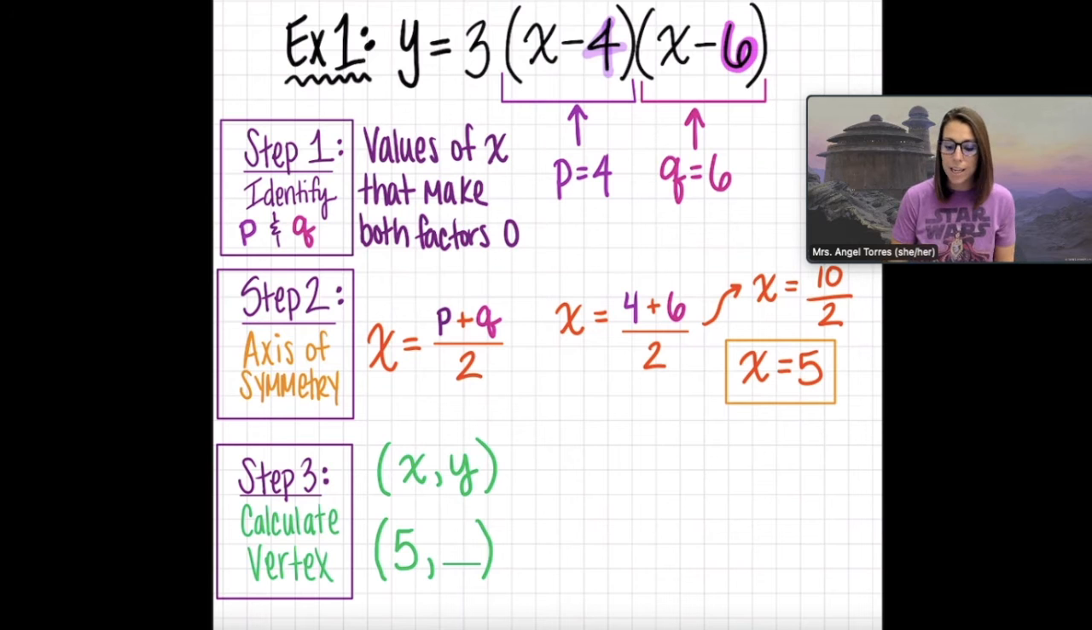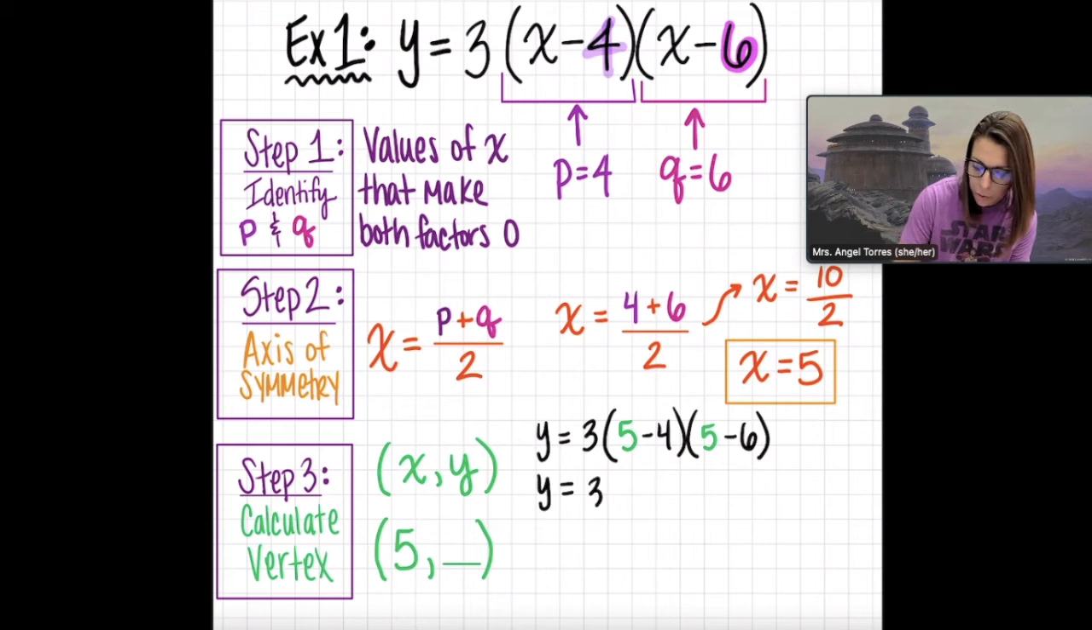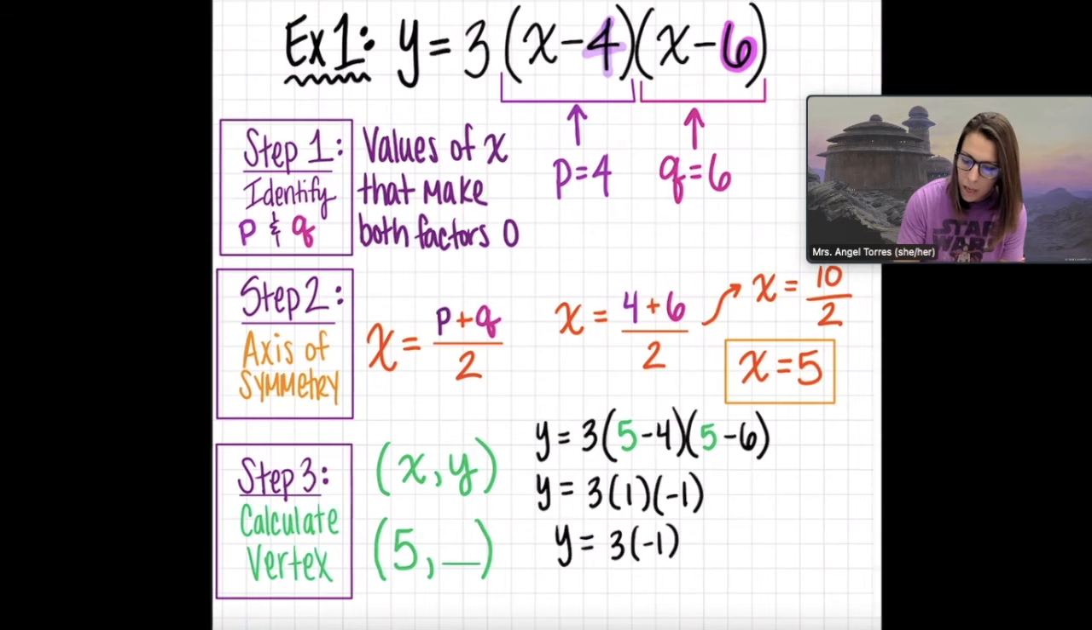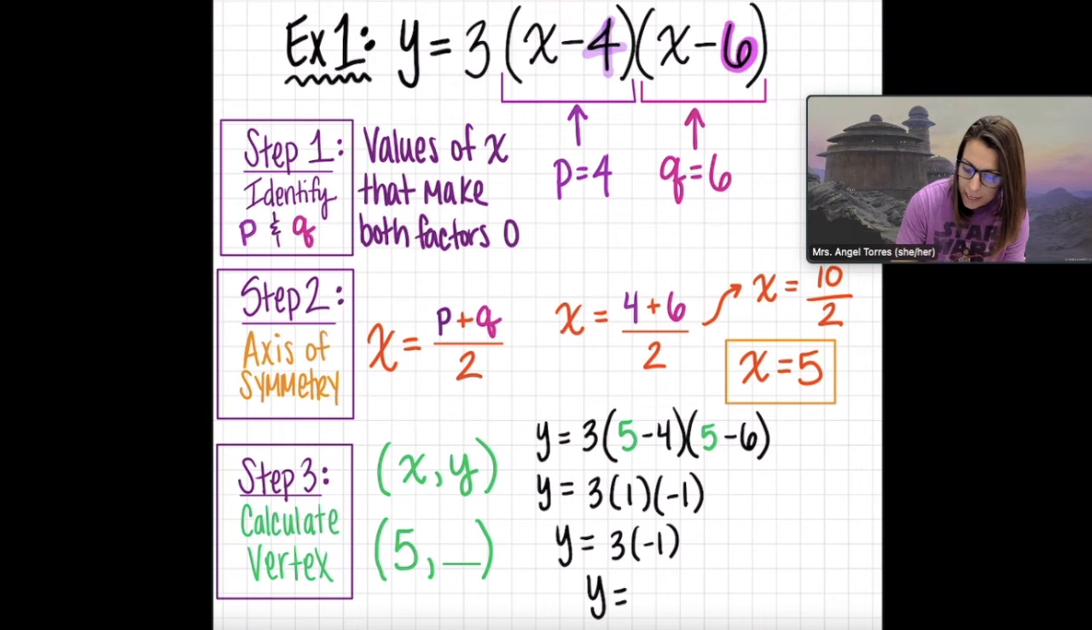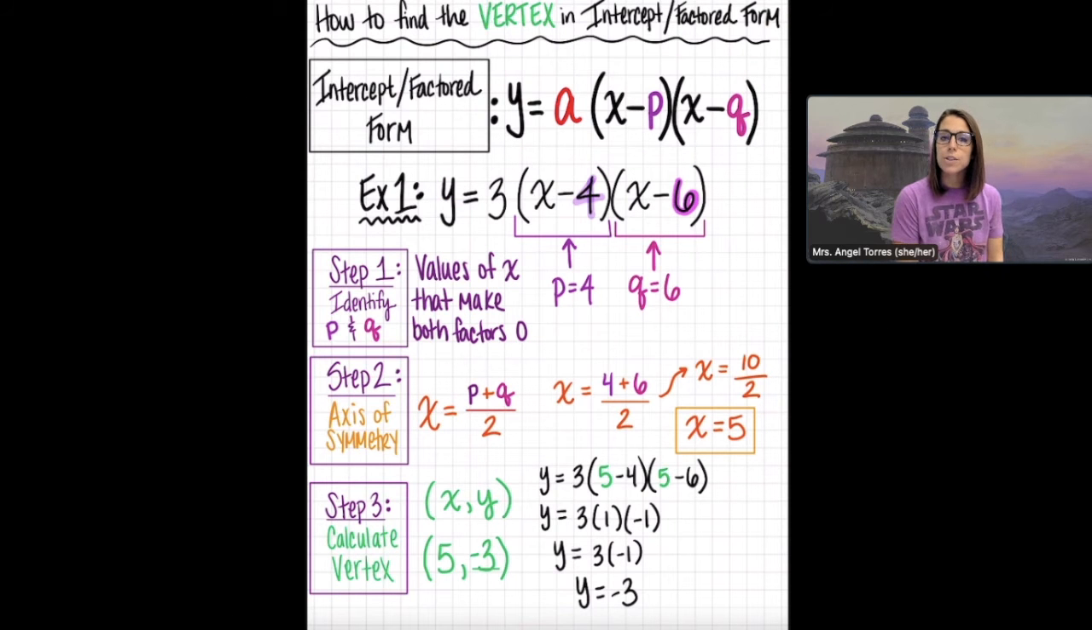So let's go ahead and do just that. y equals 3 times (5 minus 4) times (5 minus 6). y equals 3 times 1 times negative 1. y equals 3 times negative 1. And 3 times negative 1 is negative 3. So the y value, or the output of our vertex here, is negative 3, making the vertex of this function (5, negative 3). Let's move on to example 2.